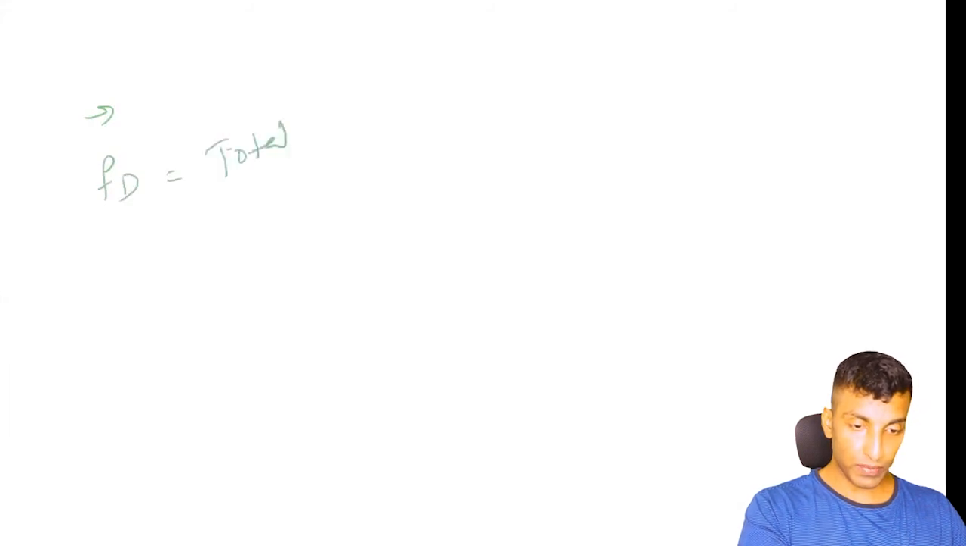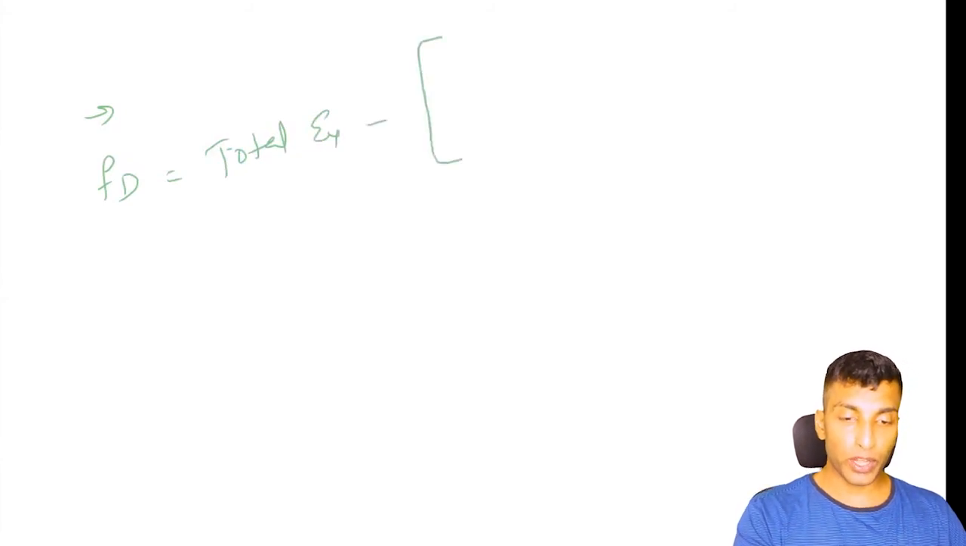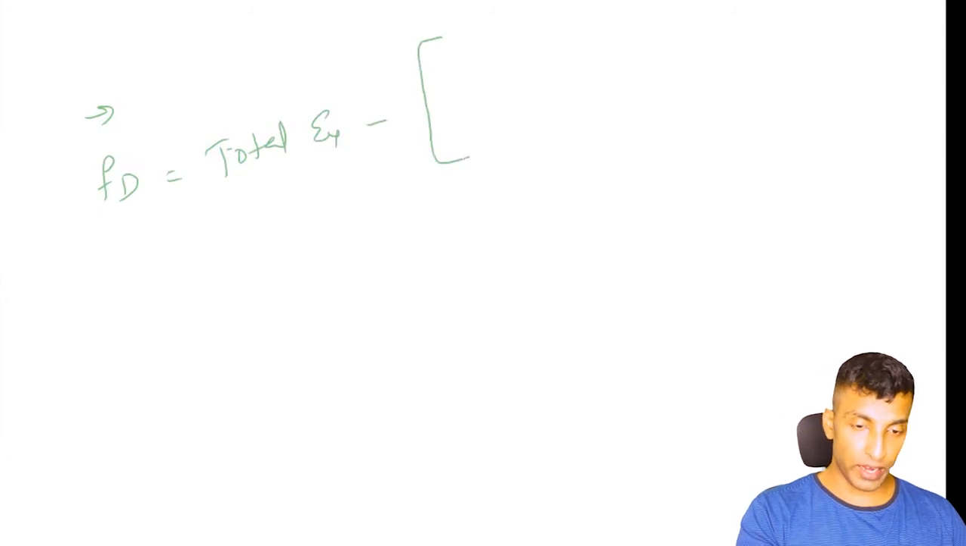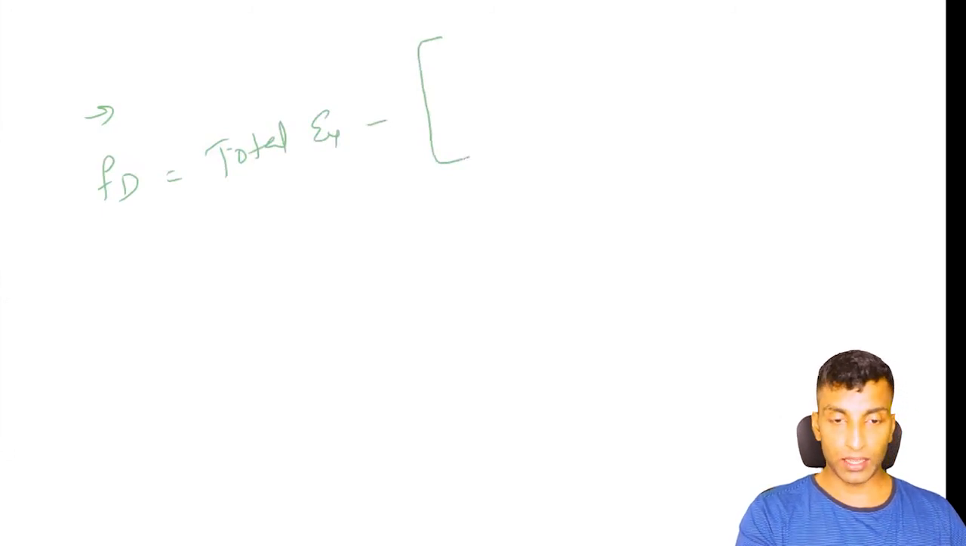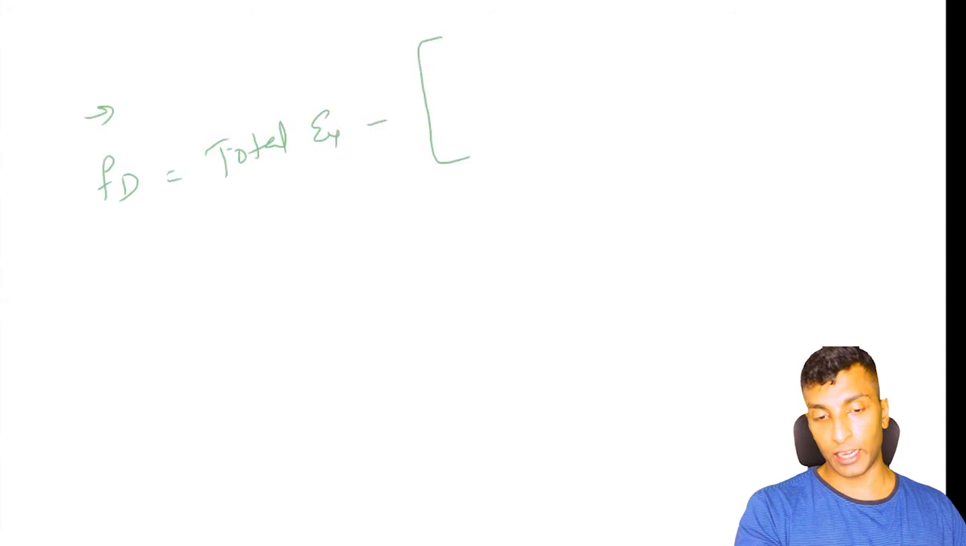Again I'm telling you, fiscal deficit is what? It is total expenditure minus total receipts, but not including borrowing. Total receipts include revenue receipts and capital receipts. So from capital receipts I need to exclude borrowing, or the debt creating capital receipts I need to exclude.